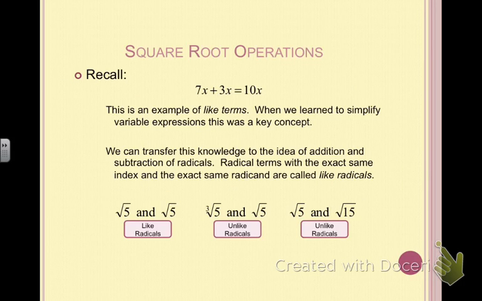We now need to set ourselves up for adding and subtracting radicals. Recall that like terms are terms that have the same variable and exponent. When adding or subtracting like terms, you add and subtract the coefficients and the variable and the exponent stay the same. For example, the sum of 7x and 3x is 10x. We can extend this idea to radicals. Like radicals have the same index and the same radicand.